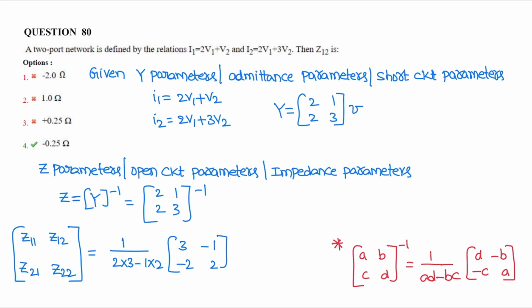In the question they ask to calculate Z12. So Z12 is 1 by 6 minus 2, that is 1 by 4, and the element is minus 1. So Z12 is minus 0.25 ohms.